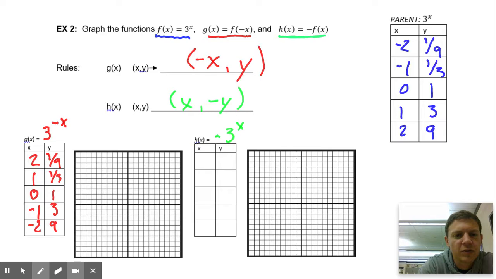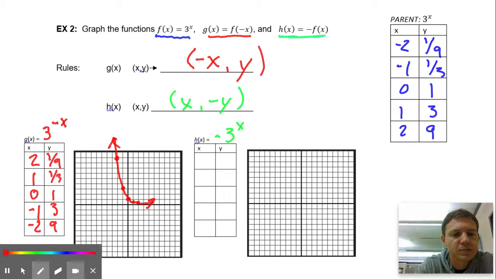So -2, 9, starting from the bottom. -1, 3, 0, 1, and then 1, 1/3, and 2, 1/9. Do my best to estimate. And I get this nice exponential decay function. Okay, so it took an exponential growth function and just reflected it across the y-axis. It just flipped it around.